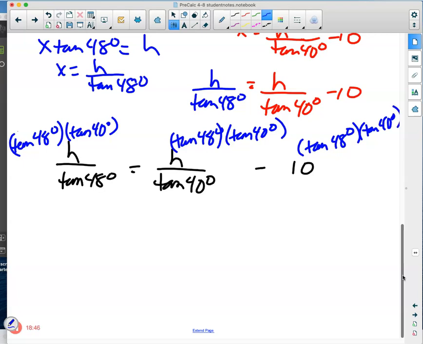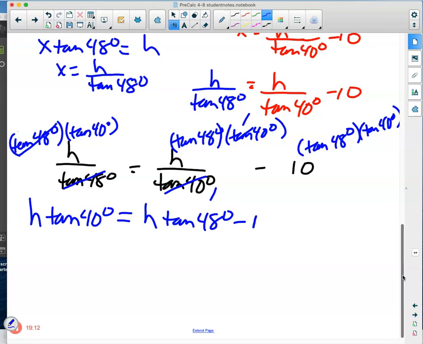What we do to one side, we have to do to the other, and that means everything on both sides. Now there's a little bit of good news. We do have some canceling here. The tangent of 48 is going to cancel out there, and we'll have h tangent of 40 degrees equals, tangent of 40 is going to cancel here, h tangent of 48 degrees minus 10 tangent of 48 degrees tangent of 40 degrees.